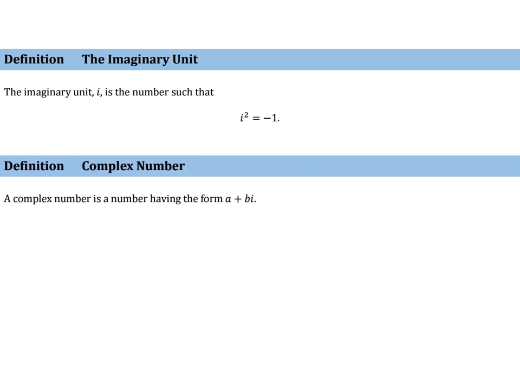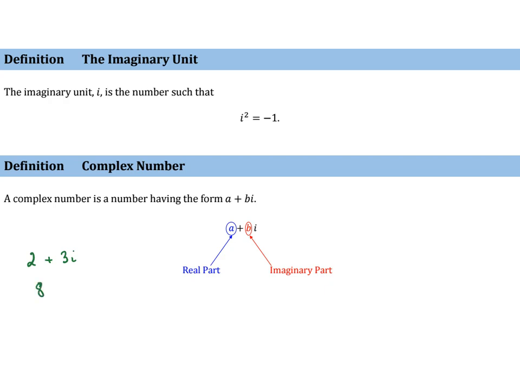So what's a complex number? A complex number is any number that can be written as a plus bi. So if we have the number a plus bi, we call a the real part and b the imaginary part. So for example, if we had the number 2 plus 3i, that is complex. The real part is 2, the imaginary part is 3.